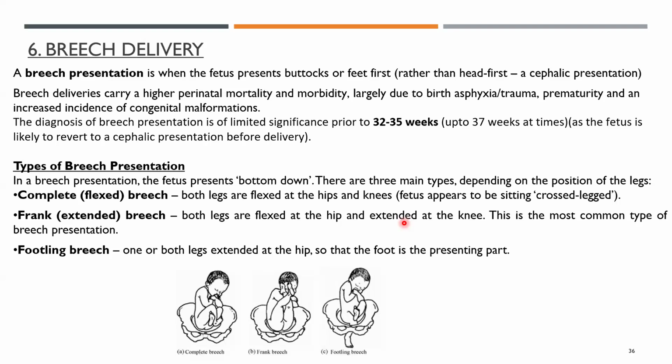Complete breech is when the baby is sort of sitting crisscross, like complete C, crisscross, completely flexed. Both the legs are flexed at the hip and at the knees, so they're cross-legged. C, C. Frank presentation is when the legs are extended. F is like a tall letter, so you can just sort of picture that. That's what I used to remember it anyways. So both legs are flexed at the hip and extended at the knee. This is the most common type of breech presentation.